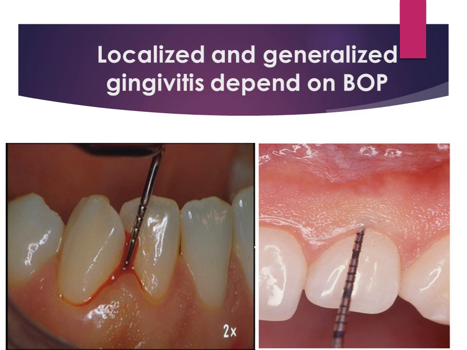When the percentage of bleeding on probing is more than 10% and less than or equal to 30%, we call it localized gingivitis, while generalized gingivitis is defined as a patient presenting with a bleeding on probing score of more than 30%.